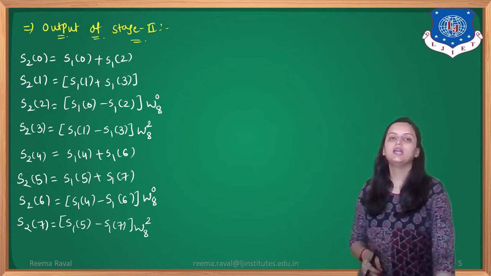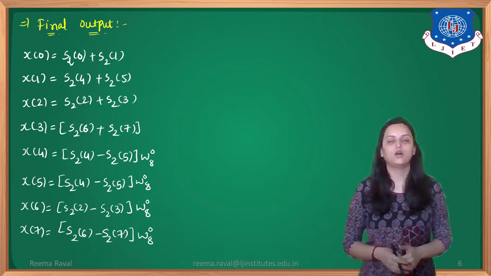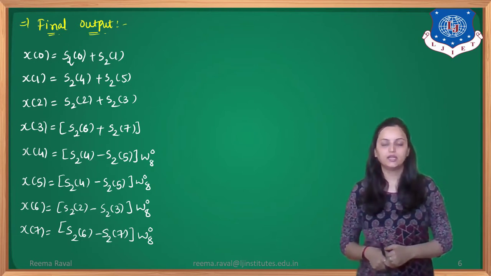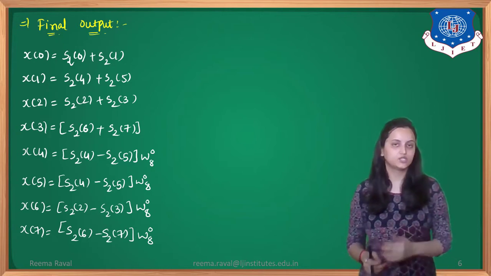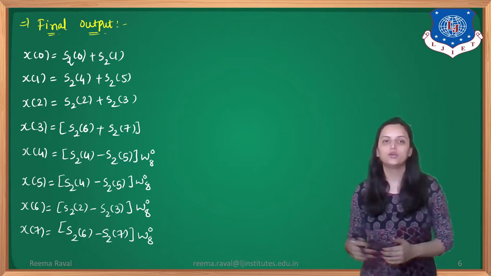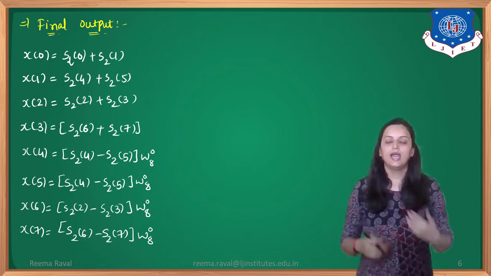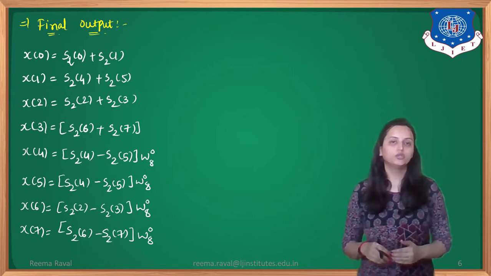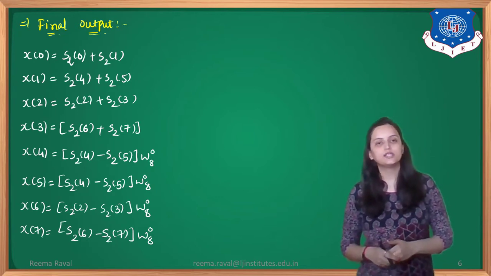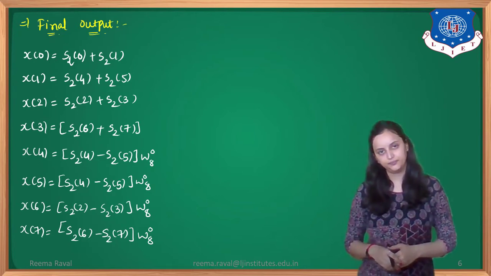Now let us calculate the output of stage 3, that is our final output. So x of 0, our first final output, is s2 of 0 plus s2 of 1. Next, x of 1 equals s2 of 4 plus s2 of 5. x of 2 equals s2 of 2 plus s2 of 3. x of 3 equals s2 of 6 plus s2 of 7.